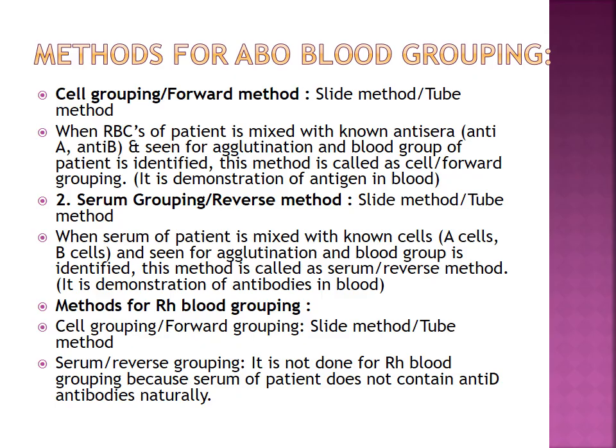Now methods of ABO blood grouping. There are mainly two methods, forward and reverse. Forward is also called cell grouping and reverse is also called serum grouping. In forward or cell grouping, we take a cell suspension, RBC of the patient, and add known antiserums. In serum grouping, you take serum of the patient and add known cells from the kit, and then we will see the clumps. For Rh blood grouping, only forward grouping is there, that is cell grouping. Reverse grouping is not there because natural anti-D antibodies are not there.